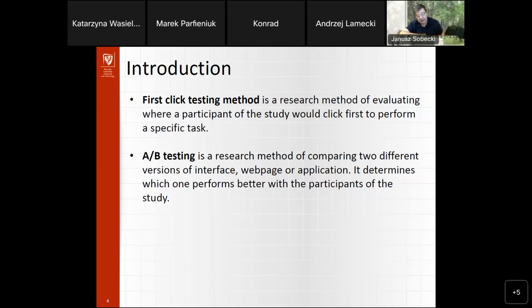And A/B testing, a very well known method, also used in usability testing, is a research method for comparing two different versions of an interface, web page or application. It determines which one performs better with the participants of the study. So the users are presented A or B versions, and we are looking for statistics which are better according to some measures.